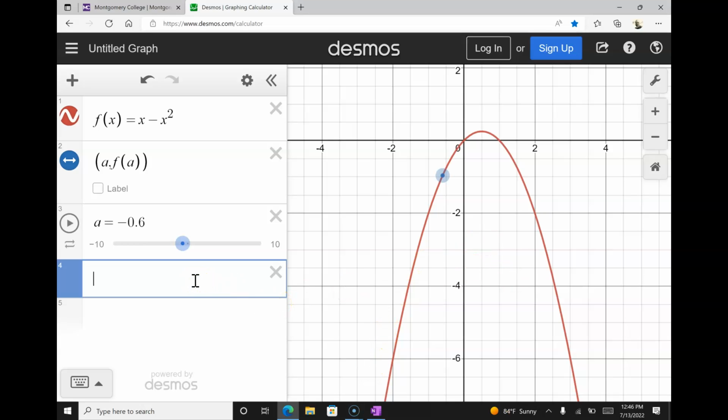Who's got an idea for my second point? Well, what was my first point in general? x comma f of x. What was my second point for the secant slope? Yes, a plus h comma f of a plus h. So I'm going to do a second point, a plus h comma f of a plus h.